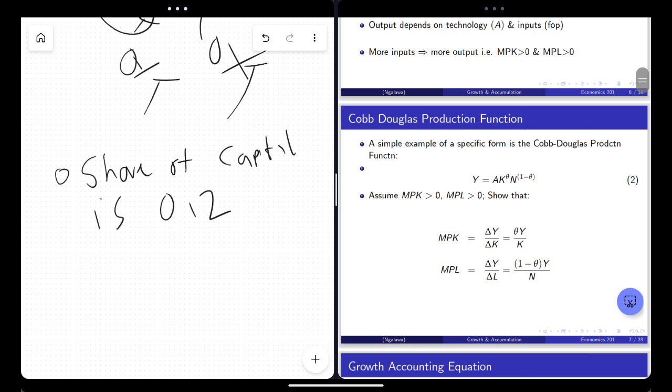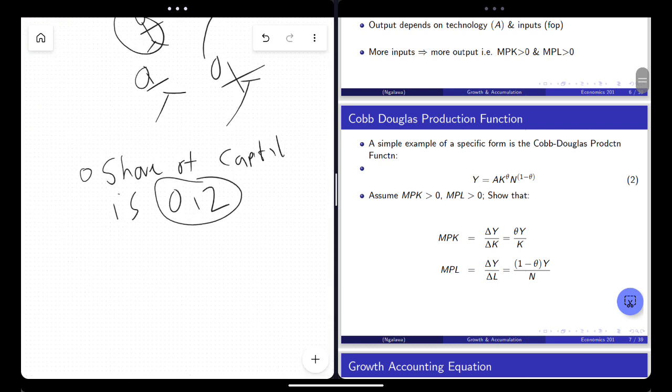Now the way you want to do it is this. If you've got 0.2 and only one variable, you're only looking at this part of the equation: MPK equals theta y over k. That's the formula. Ignore the rest. Share of capital is just theta. So when they say share of capital is 0.2, that is the theta over here. If they said share of labor is 0.2, that means this whole 1 minus theta is 0.2. So you have to be careful over here.